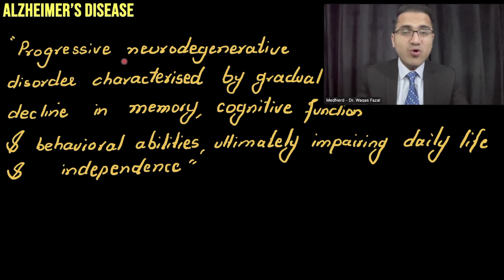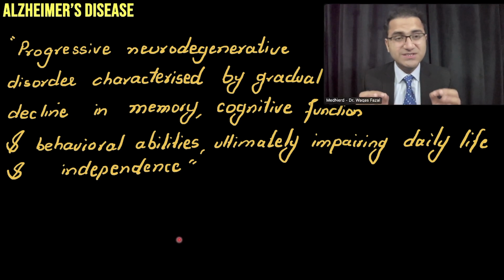Alzheimer's disease is a progressive neurodegenerative disorder characterized by gradual decline in memory, cognitive function, and behavioral abilities, ultimately impairing daily life and independence. Alzheimer's disease is the most common cause of dementia. 70% of the cases of dementia are due to Alzheimer's disease.